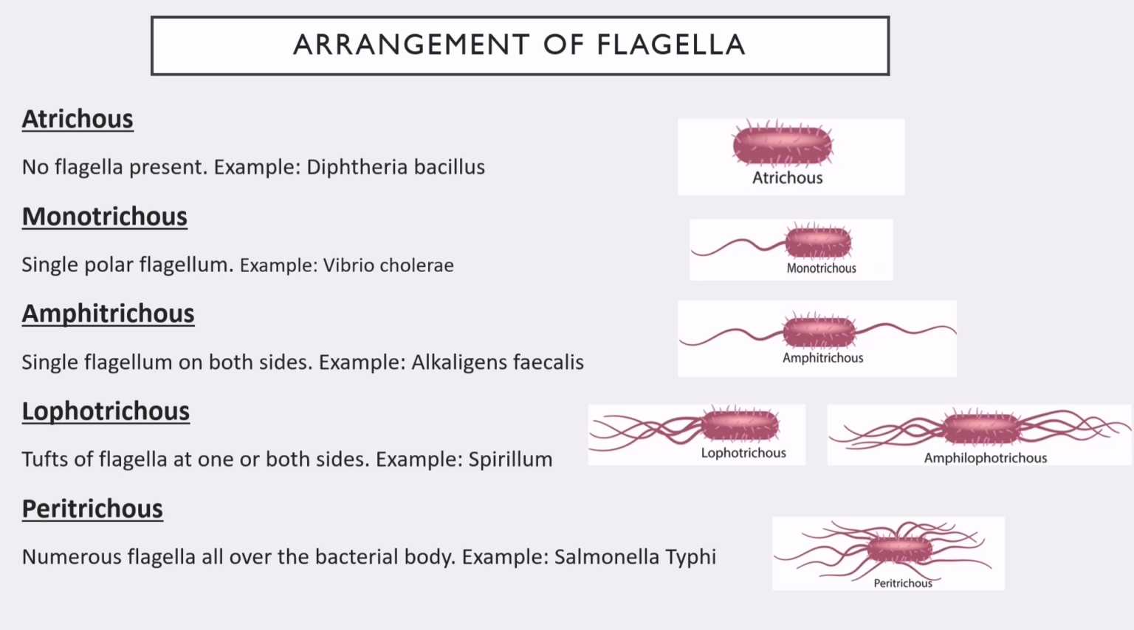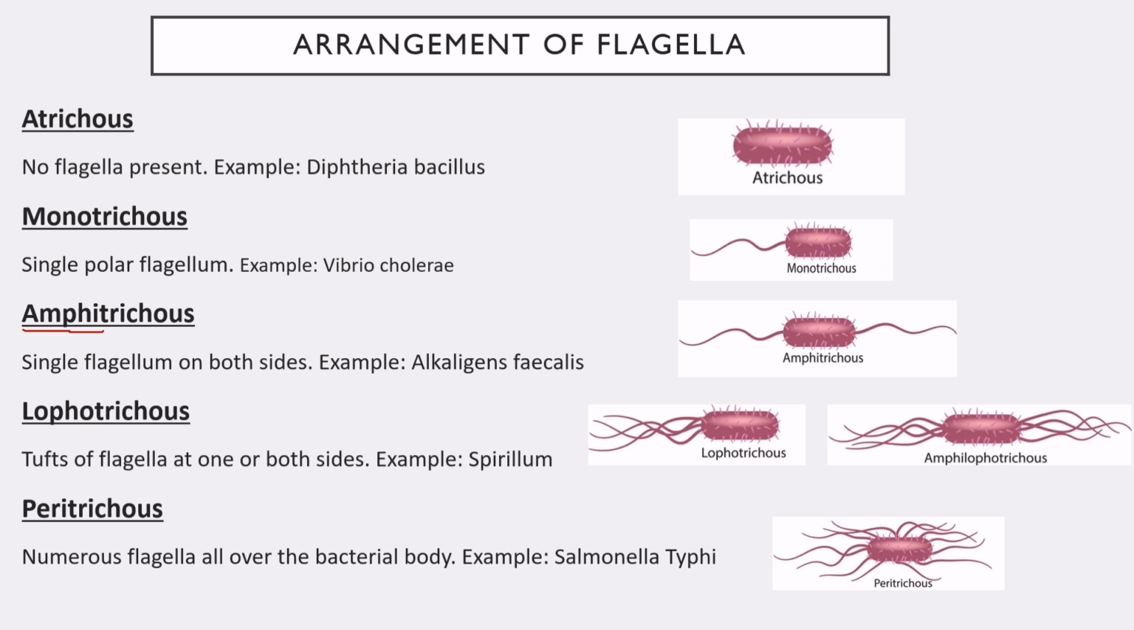Then there is mono. Mono means one, and monotrichous means there will be one flagellum or hair-like structure present around the bacterial cell, and its example could be Vibrio cholerae. Then amphi means both, means the hair-like structure or the flagellum will be present at both the polar ends of the bacterial cell. So remember it from amphi, which means both. At both ends the flagellum will be present, and its example can be Alcaligenes faecalis.